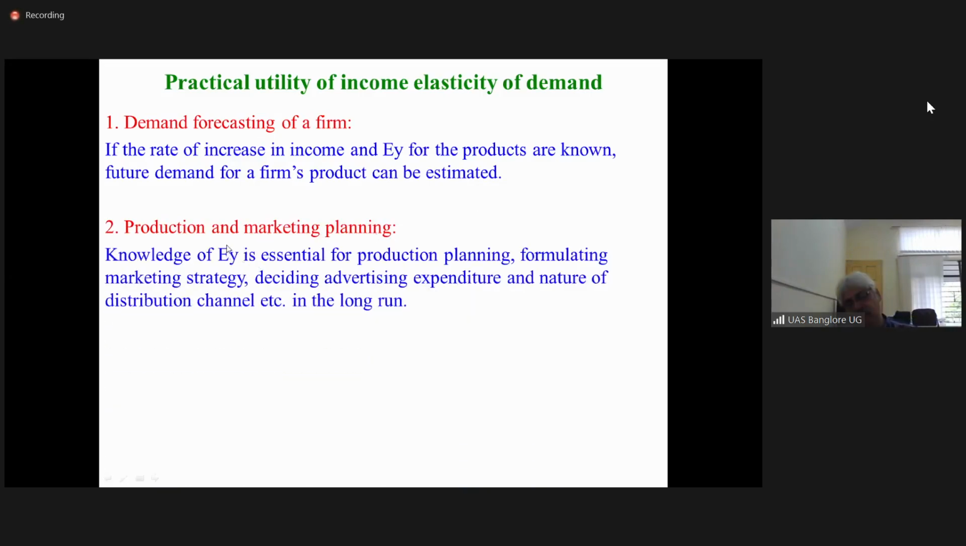So knowledge of income elasticity is essential for production planning, formulating marketing strategy, deciding advertising expenditure and the nature of distribution channel, whether I should employ a wholesaler, distributor, or retailer. So all this depends on the income elasticity.